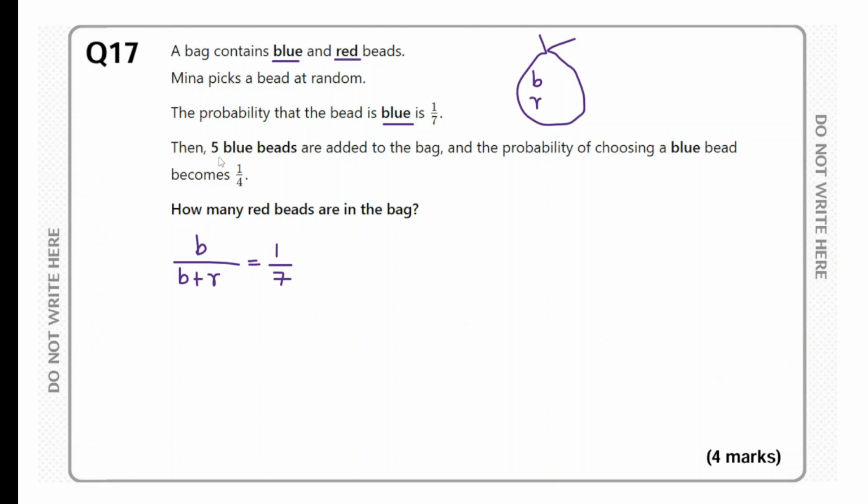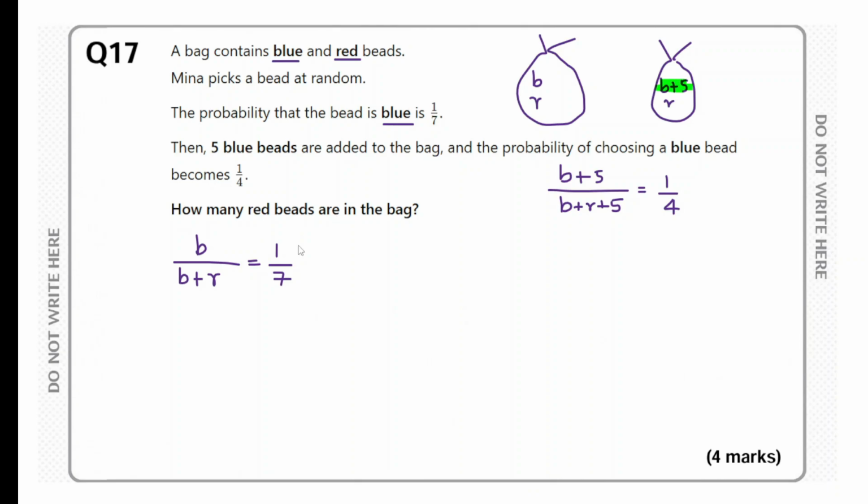Then 5 blue beads are added to the bag. Oh, okay. Now in the second situation, the number of blue beads goes up by 5. So B plus 5. And the probability of choosing a blue bead becomes a quarter. The red beads stay the same. So we can say B plus 5, which is the total number of blues now, divided by the total number of beads, which is B plus R plus 5. So just the sum of all of this. Now this, they say, is a quarter. So the question is, how many red beads are in the bag?